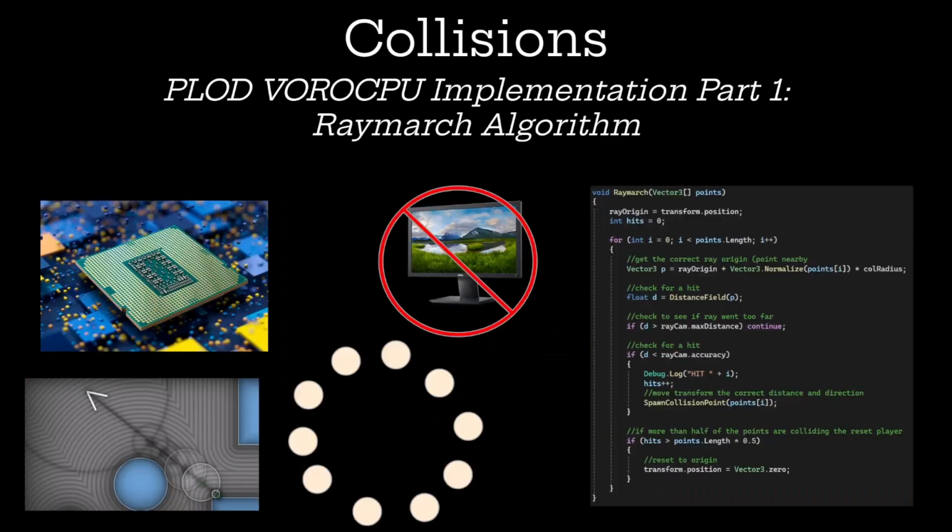So the implementation is fairly simple when it comes to the Raymarch algorithm. We essentially just write this same code in C#, and we only have to run it for as many points as define the surface of whatever thing we're trying to calculate collisions for, instead of every single pixel on the screen, which is what the GPU does.